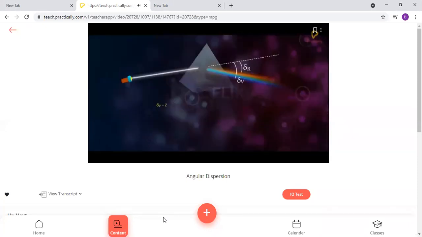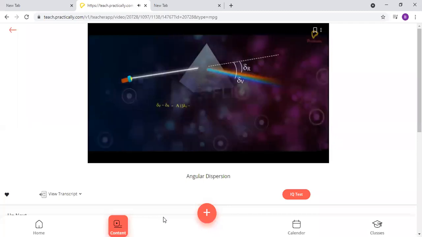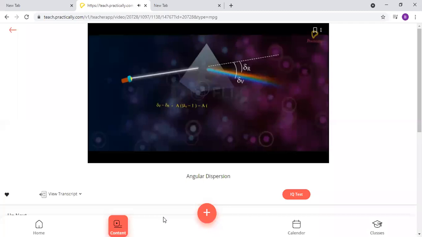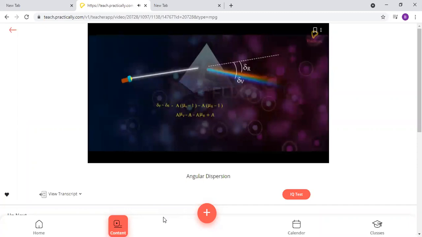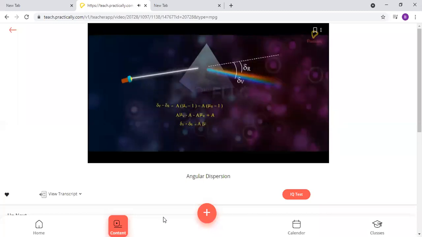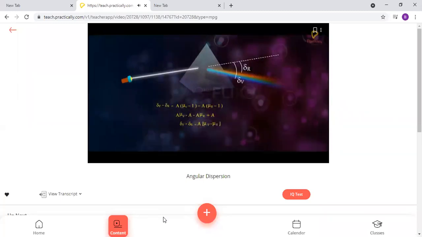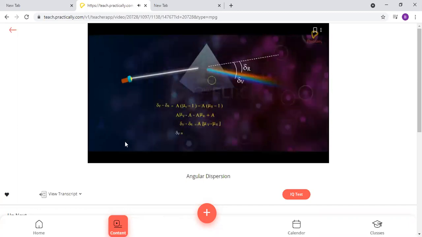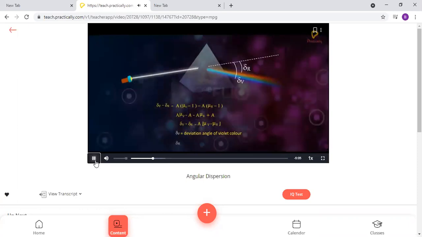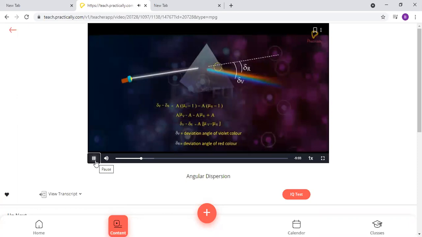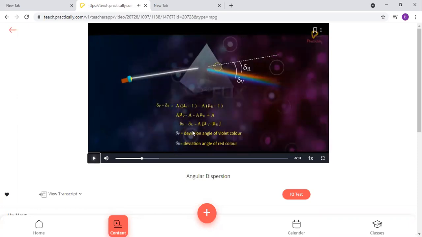delta V minus delta R is equal to A into mu V minus 1 minus A into mu R minus 1. By simplifying, we get delta V minus delta R is equal to A into mu V minus mu R, where delta V is the deviation angle of violet color and delta R is the deviation angle of red color. Listen, we know that delta equal to A into mu V minus mu R.